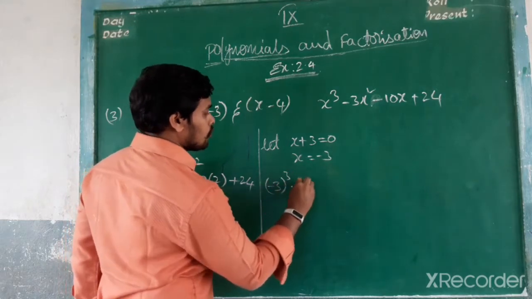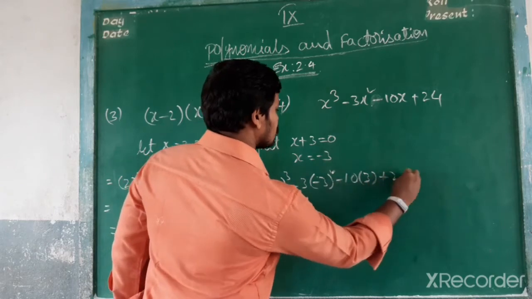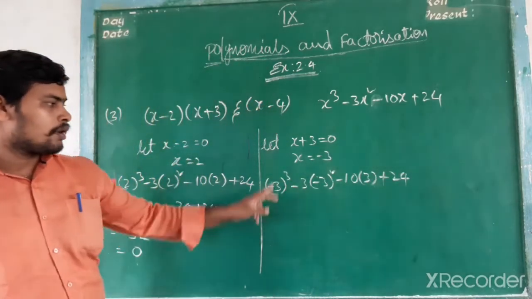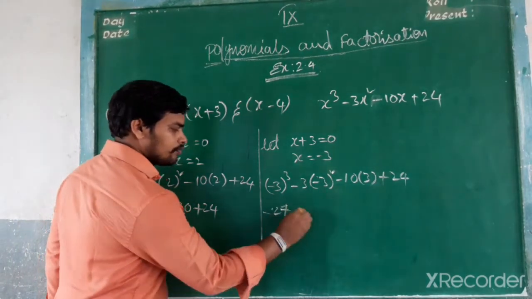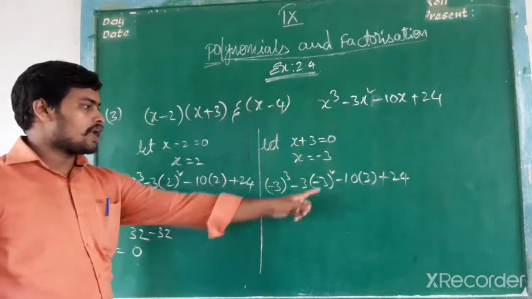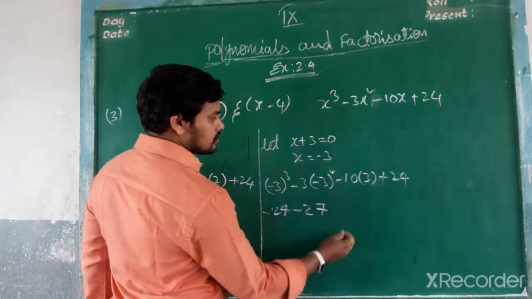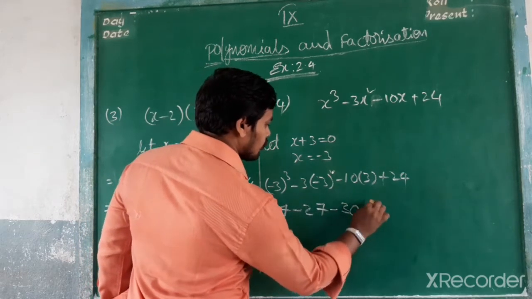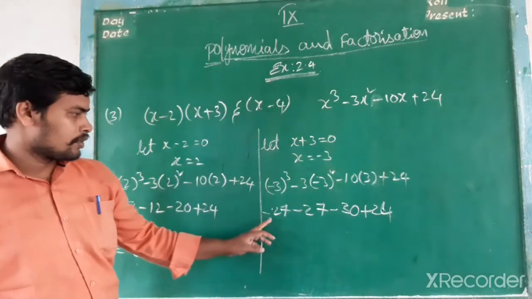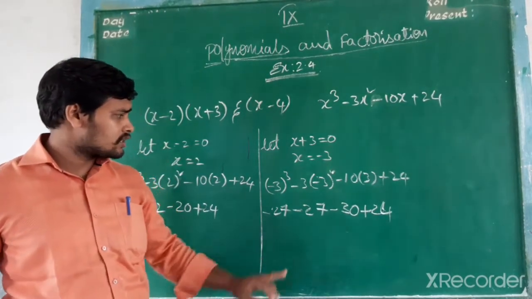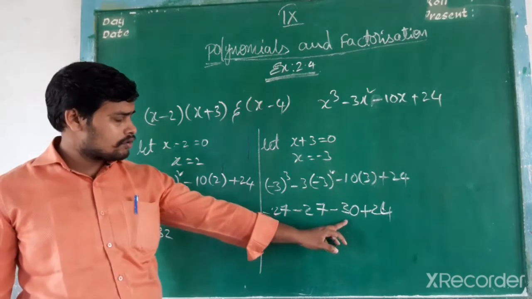Minus 3 whole cube, 3 into minus 3 whole square, minus 10 into minus 3, plus 24. Minus 3 whole cube becomes minus 27. Minus 3 whole square value is 9. 9 times 3 is 27, so minus 27 minus 27, minus 30 plus 24. So minus 27 minus 27 is minus 54.